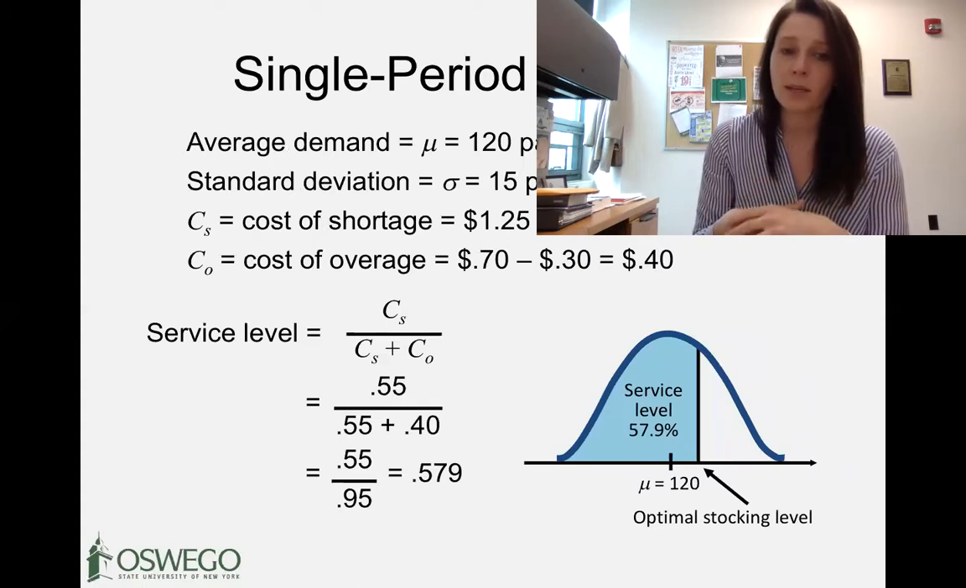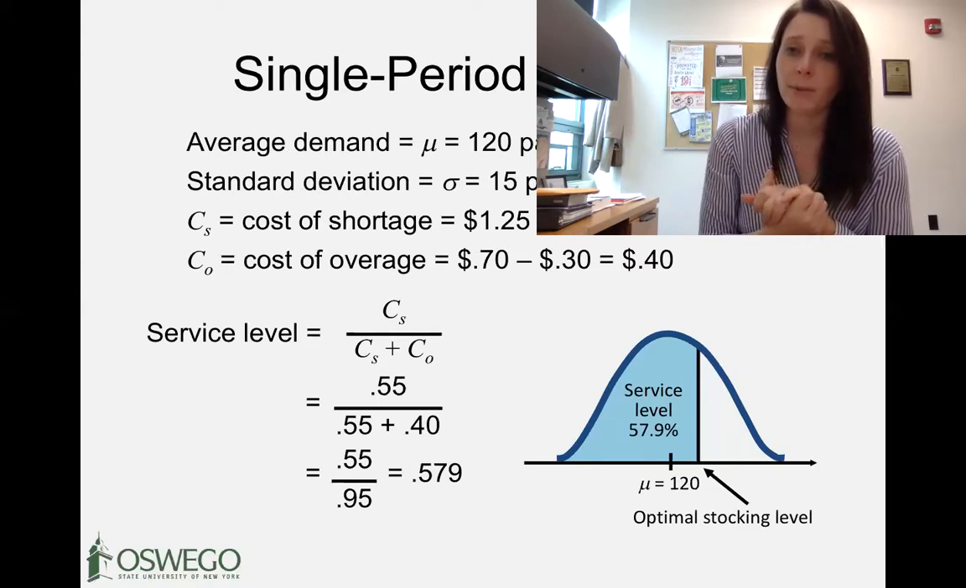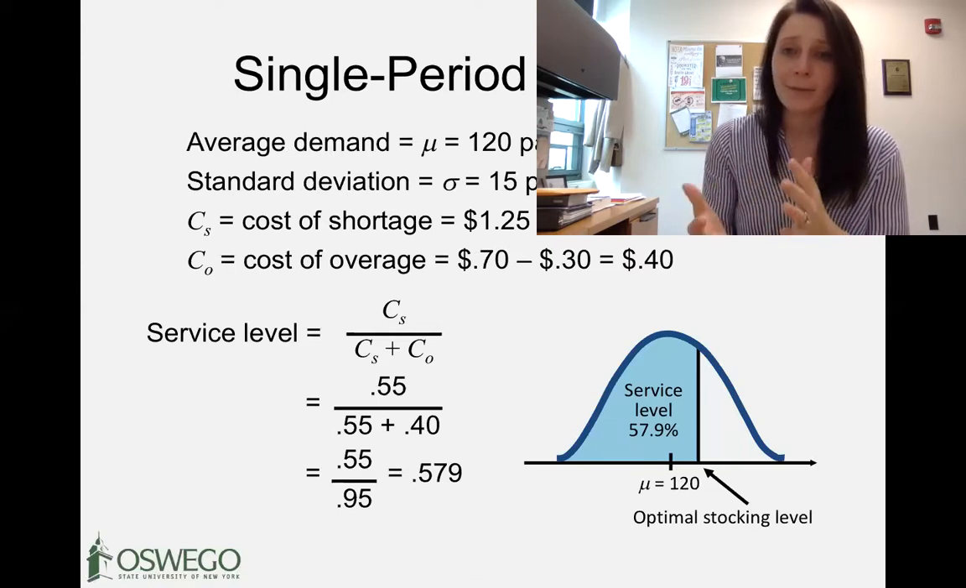So using this equation, we can determine our optimal service level. In the numerator, we have our cost of shortage, which is 55 cents, all divided by our cost of shortage plus our cost of overage, which in this case is going to tell us that our optimal service level is 58%. So just over half of the time, we're going to have enough inventory to service just over half of our customers.